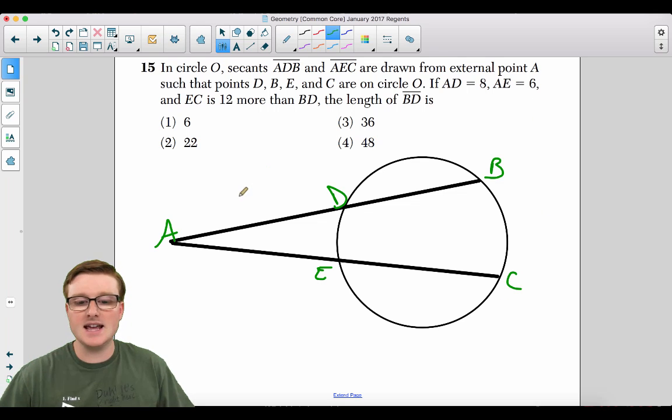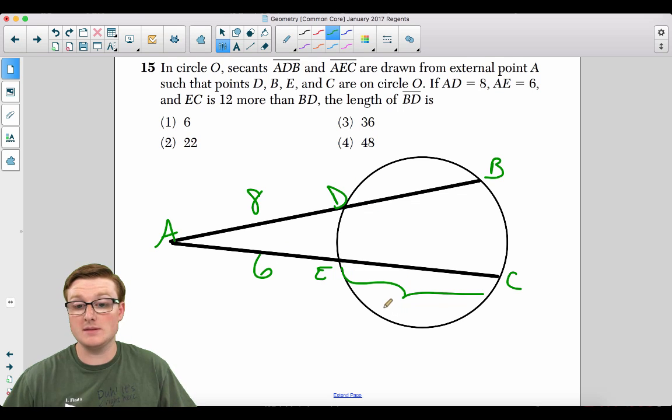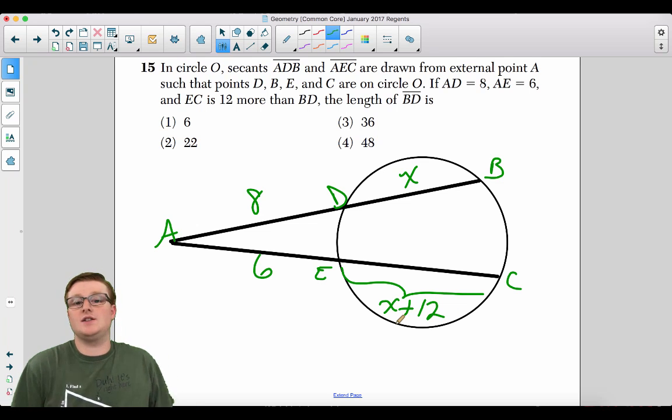Okay? And it says that AD is 8 and AE is 6. And it says that EC down here is 12 more than BD. So BD is X and EC is X plus 12. What is the length of BD?